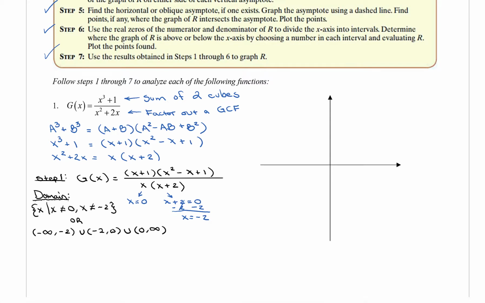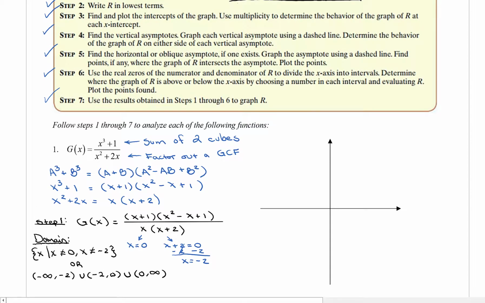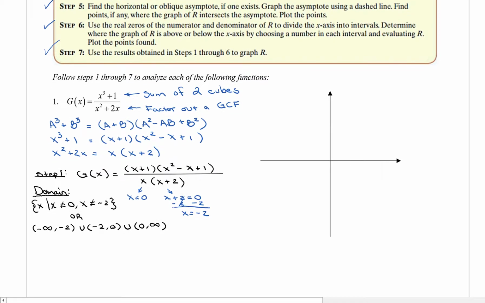All right. The next step, step 2, I believe, was making sure that your function is written in lowest terms. For us, in this particular example, this is already written in lowest terms. I cannot reduce it because there are no common factors. So I'm just going to go ahead and write G is in lowest terms.